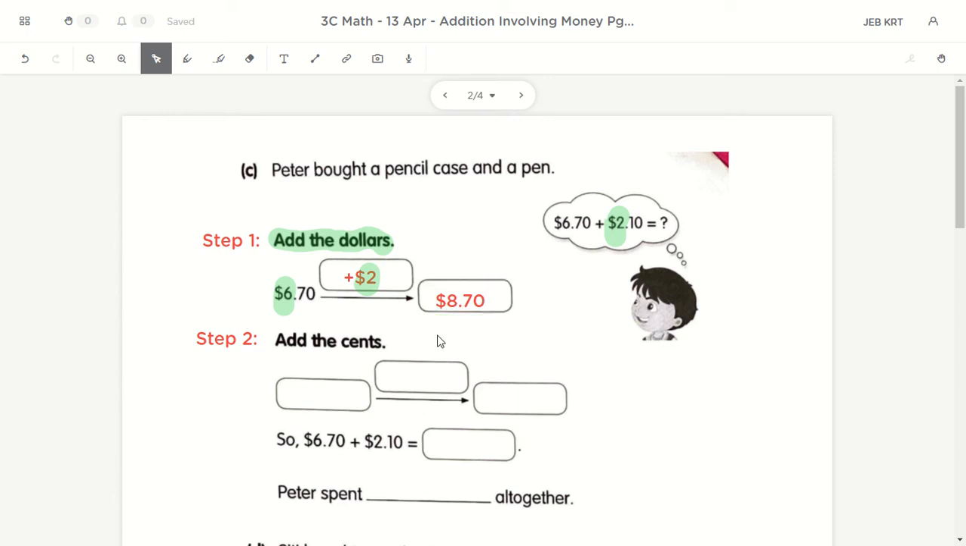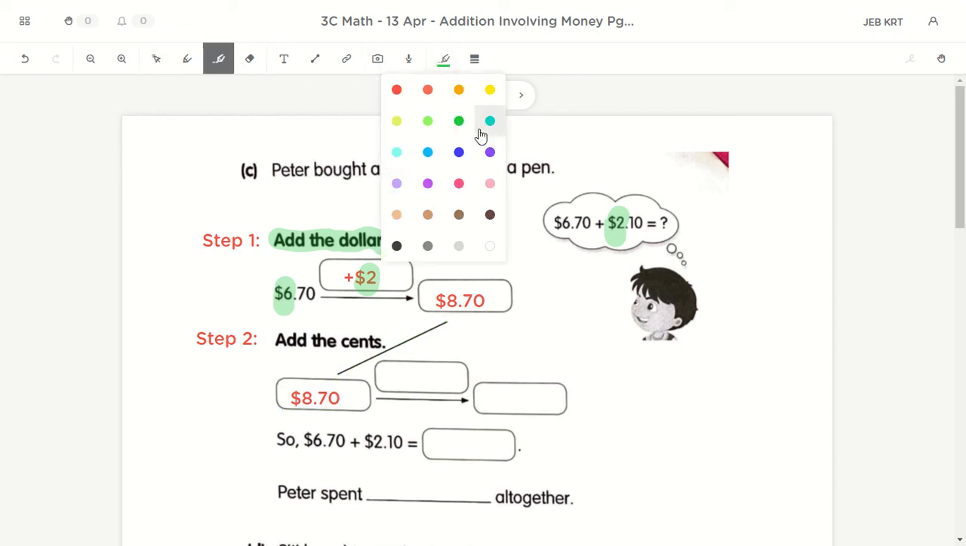Alright, after that, this is just step 1. Step 1 is just adding the dollars. After that, we follow by step 2. So whatever our answer is here, all you need to do is to bring your answer down to this box. Alright, so now I have $8.70. Okay, I got $8.70. Now I need to add my cents.